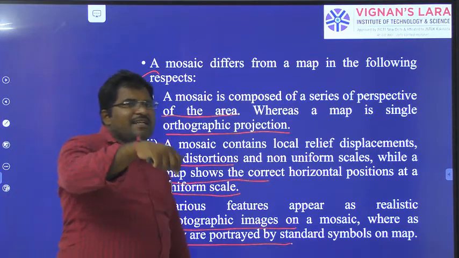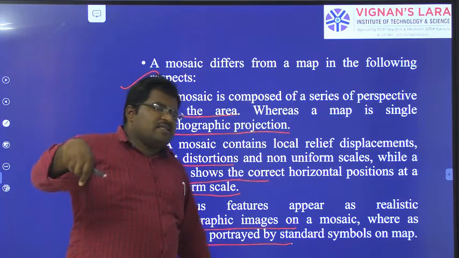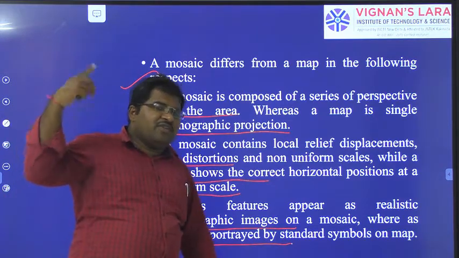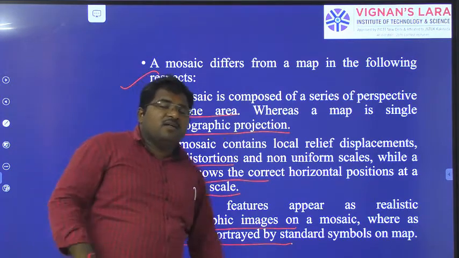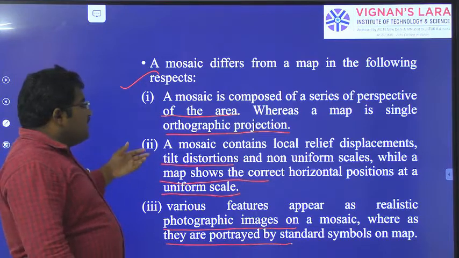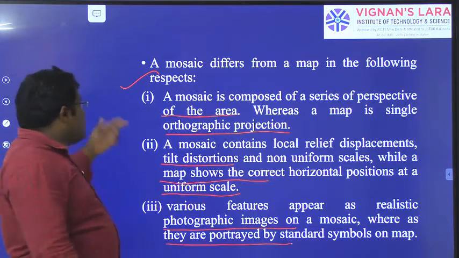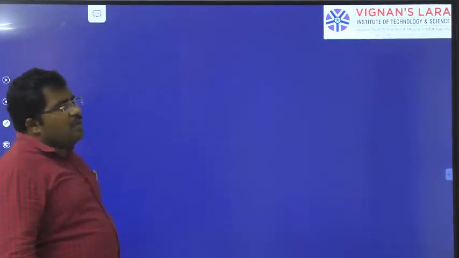For example, where a railway track is there, one symbol will be used. If you view the photograph, you can actually see the exact railway track or road or anything directly. Okay, so this is all about mosaics.